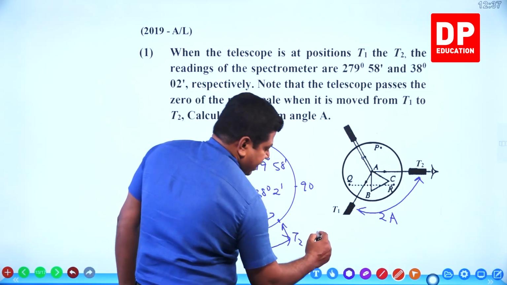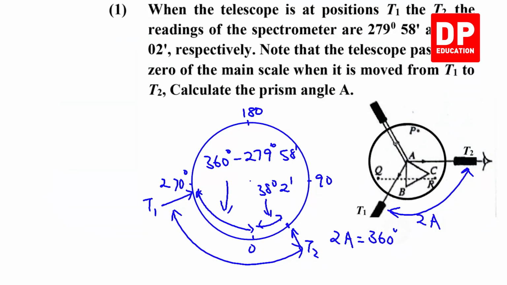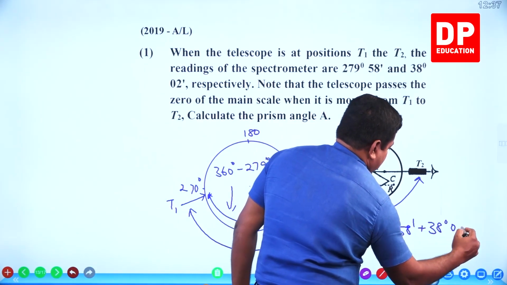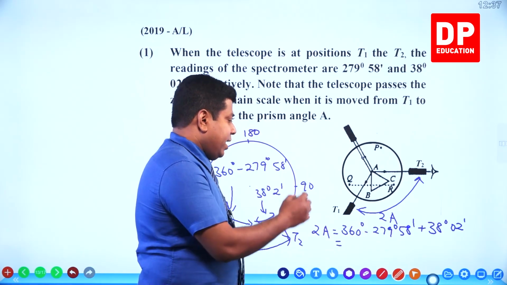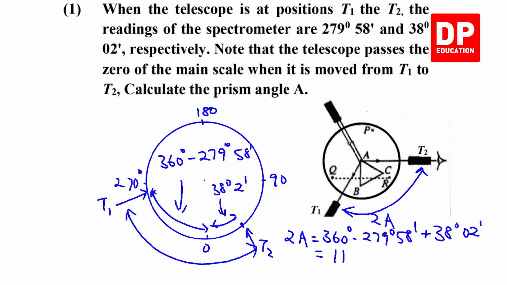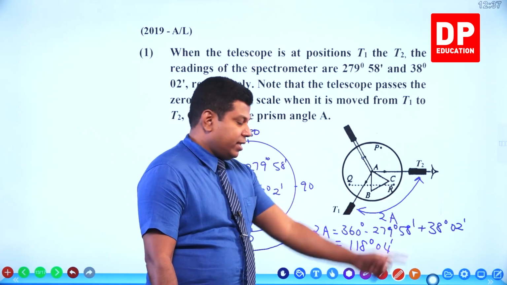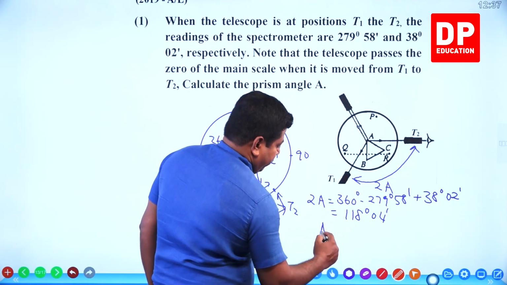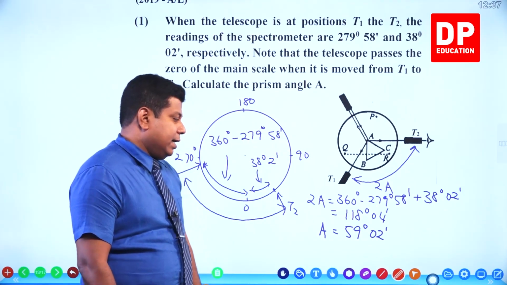For now, 2A I can say is this difference, 360 minus 279° 58', plus here 38° 2'. If it is 280, you have 80 degrees and 2 minutes, plus 38 degrees. So it's 118 degrees 4 minutes. Check that carefully: 280, 360, 80. So here you have 80 and 2 minutes, plus 38, 118 degrees 4 minutes. Divide by 2, you get A: 59 degrees 2 minutes. Clear? That's the prism angle.